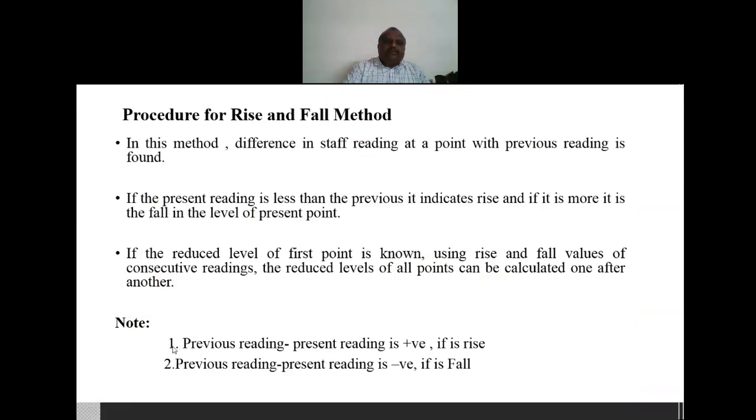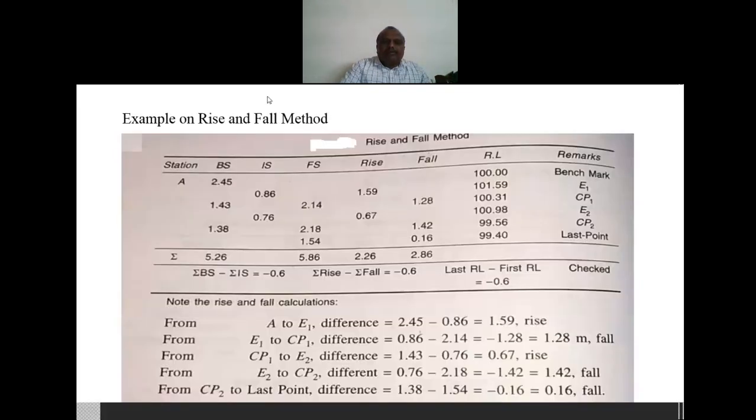You just see the note, previous reading and present reading. So in the present reading, we are using foresight, but not in the previous reading. This should be kept in mind while doing the rise and fall method. For the last point, we will get a difference, that is 1.38 minus 1.54. We will get a negative value, so that is a fall.